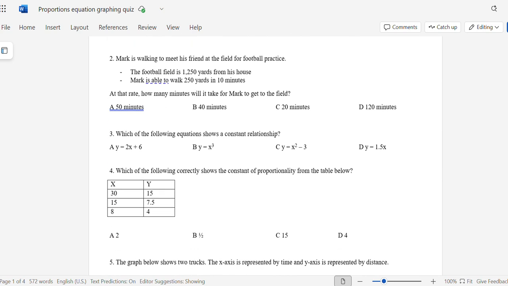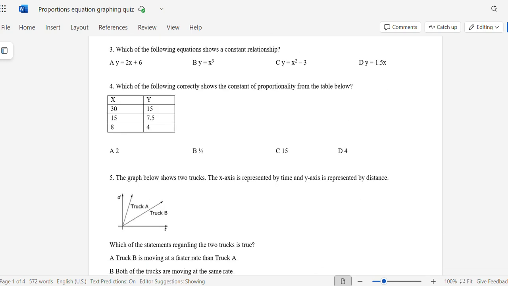Number 2, Mark is walking to meet his friend at the field for football practice. The football field is 1,250 yards from his house. Mark is able to walk 250 yards in 10 minutes. At that rate, how many minutes will it take for Mark to get to the field? A, 50 minutes, B, 40 minutes, C, 20 minutes, D, 120 minutes.